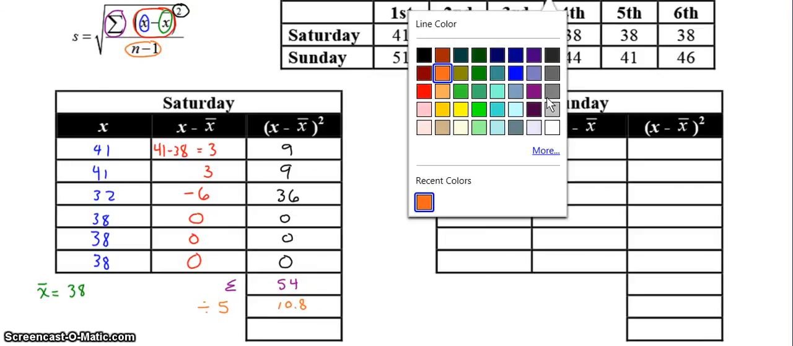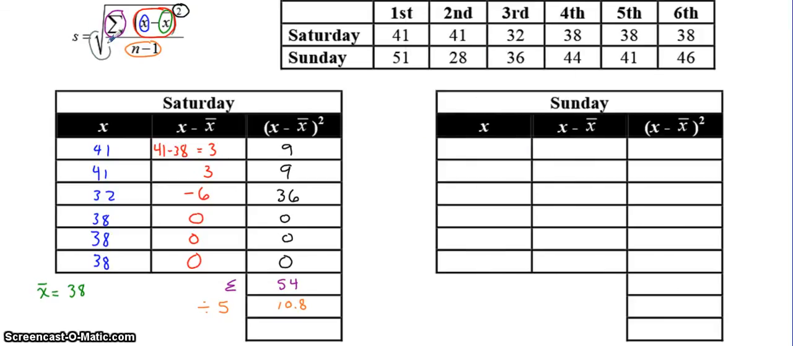Alright, it brings us to our last step. And in our last step, what we are going to do is take the square root. So it's going to be the square root of 10.8, which is 3.29. Always round to 2 decimal places.